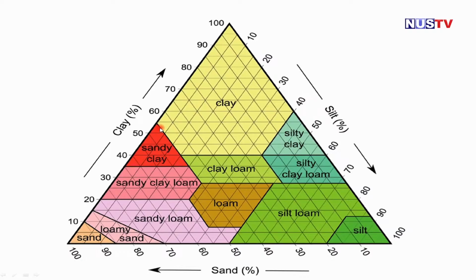There are three soil particles in a soil sample: clay, silt, and sand. Starting from clay, the smallest particle, here on the left, right up here, there's the clay, the silt on the right, and the sand at the bottom, clockwise.